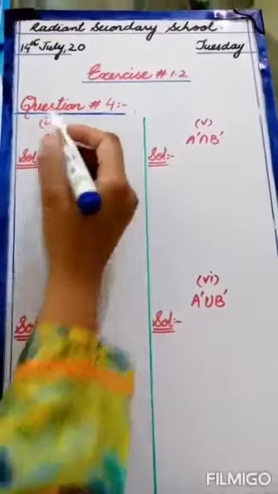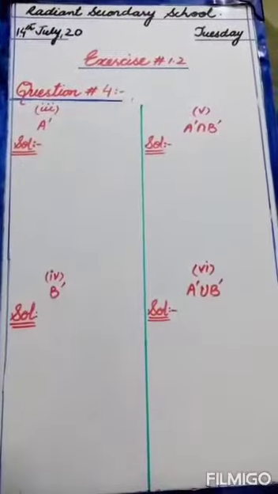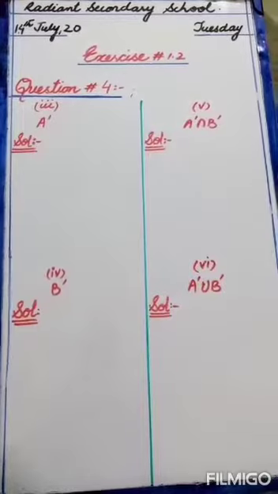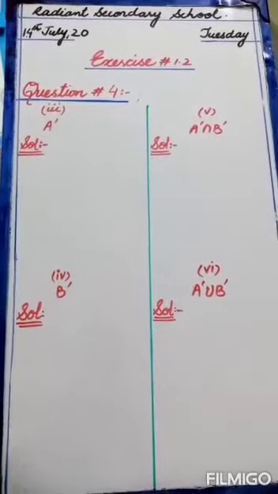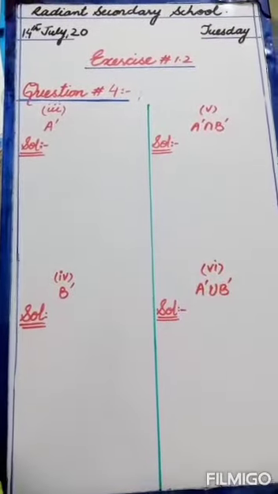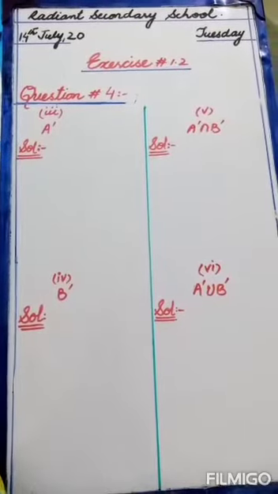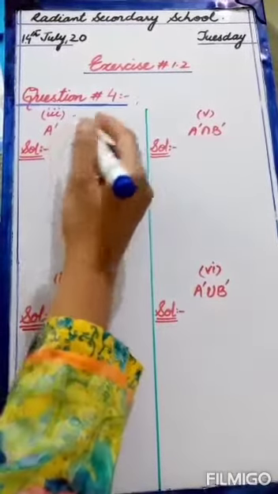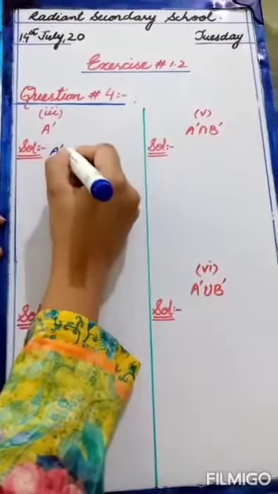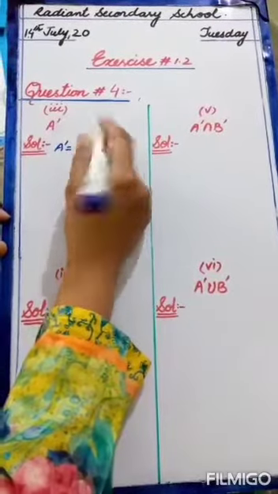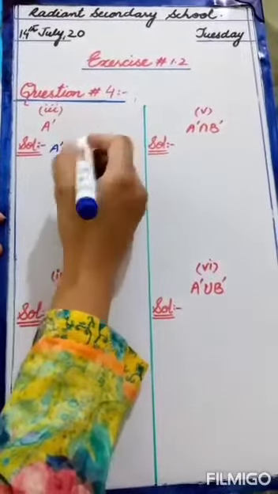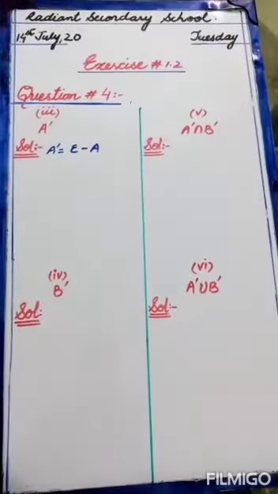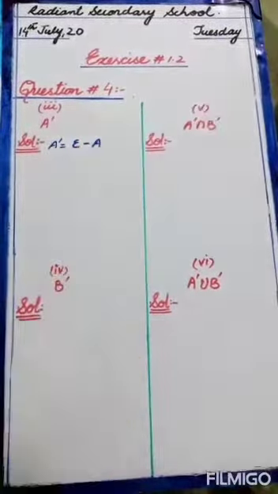Now part number 3 is there. In part number 3, the A complement is there. What is complement? Complement means to take the difference from the universal set. Whenever we find the difference from the universal set, it will be called the complement of that set. Suppose the A complement is there. So A complement is equal to, when we take its difference from the universal set, the universal set minus A, whatever the name of the set is.